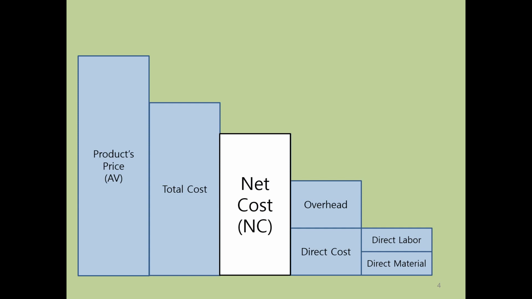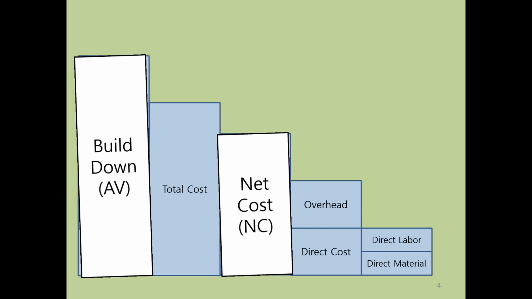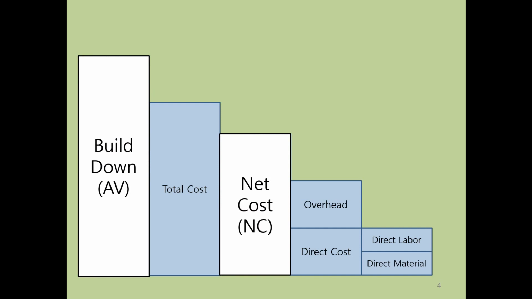In addition, I would like to tell you two important things. First, net cost is definitely smaller than the product's price, AV, which is used by the build-up method. This is the product price AV, and you can easily find that NC is smaller than AV. AV is bigger than NC, and this rectangle represents AV minus NC.